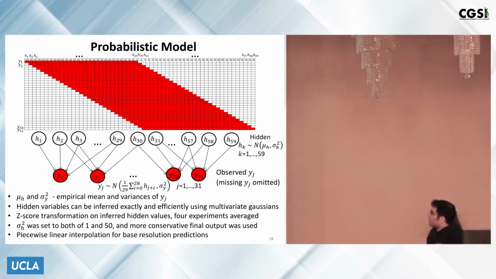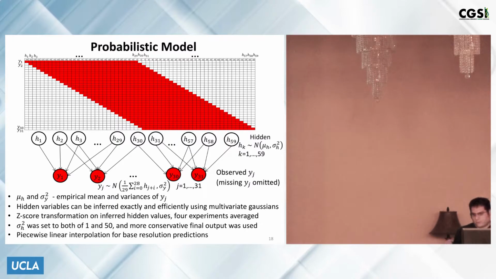Then we can say Y1 depends on H1 through H29, Y2 depends on H2 through H30, and so forth. So each Y variable depends on the H variables it overlaps. And then we make certain modeling assumptions. We assume that the Y variables are normally distributed with their mean depending on the mean of the incoming H variables, at a variance that's set to the empirical variance of the observed data. And then we assume that the H variables are also normally distributed with their mean set to the empirical mean of the observed data. And then we have a free variance parameter which controls the overall smoothness of the inference.